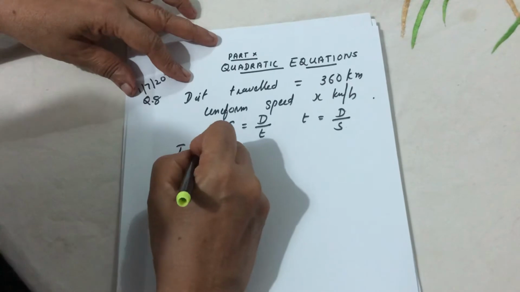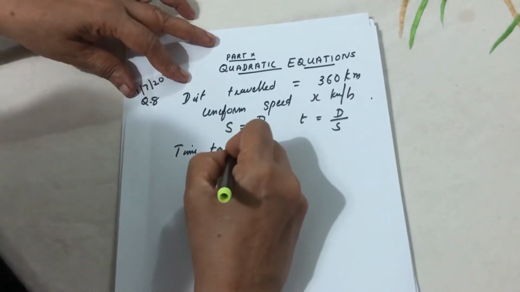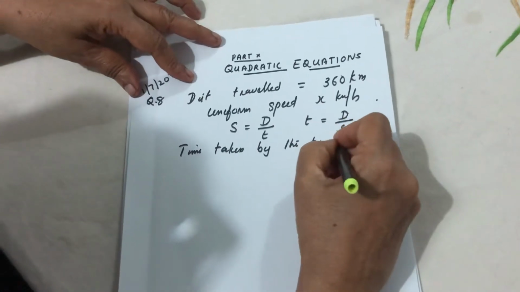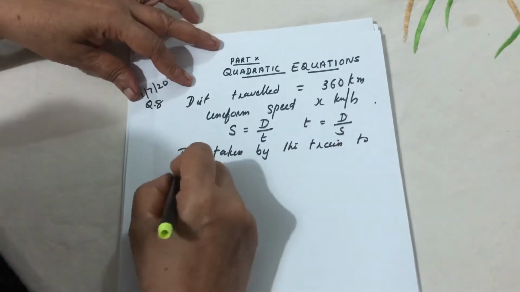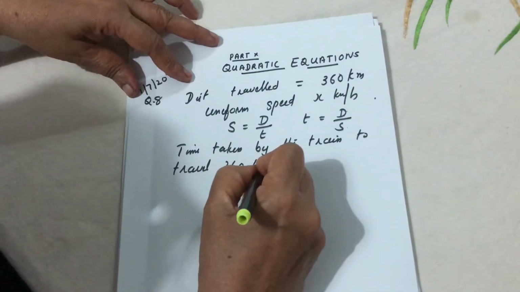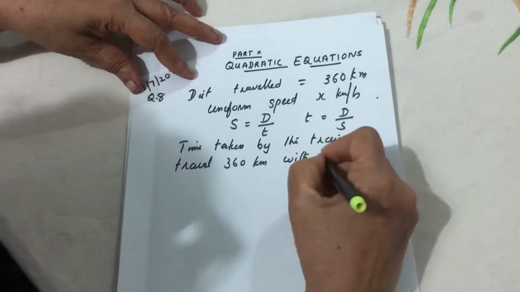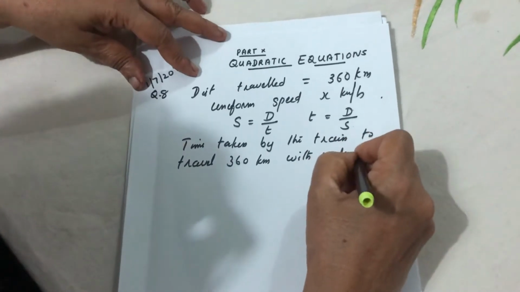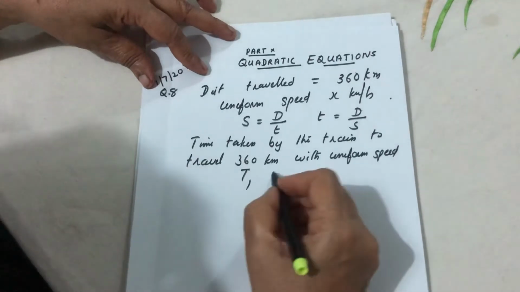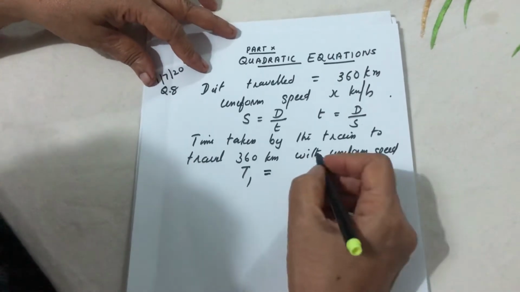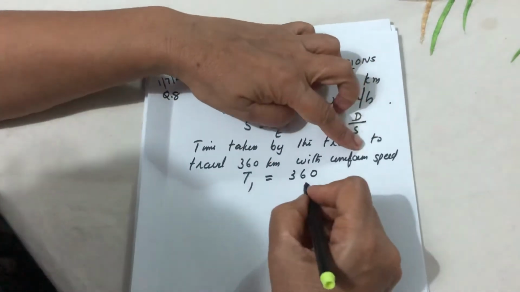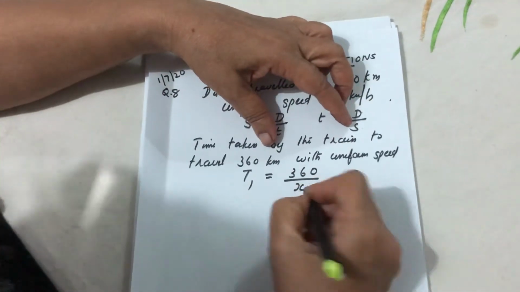So time taken by the train to travel 360 km with uniform speed, I am taking it as T1, that is equal to distance 360, uniform speed x, so 360 by x.